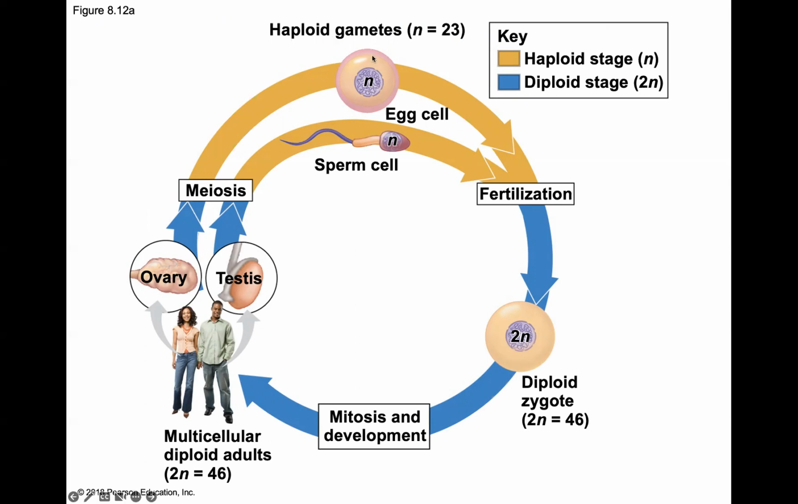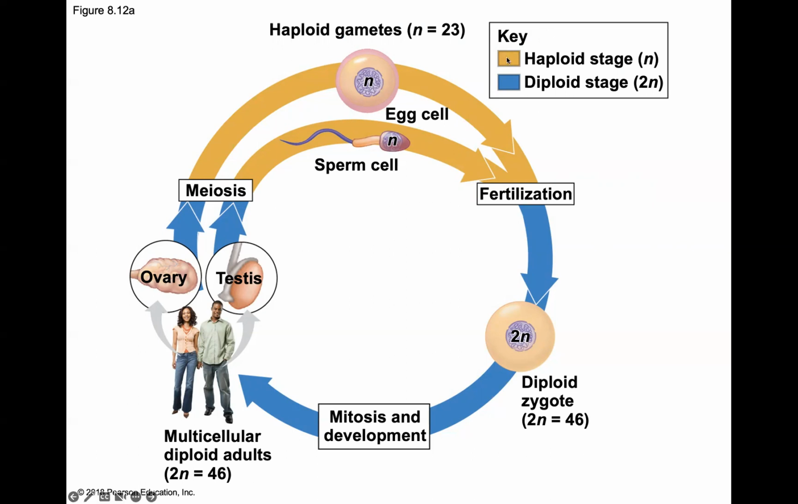Our haploid number is 23. So gametes, our sperm and egg, are going to have half the number of our diploid cells, right? Because we know that the creation of a new individual requires genetic information from both mom and dad. So we're going to get a set of chromosomes from mom, and a set of chromosomes from dad, during this process of reproduction.